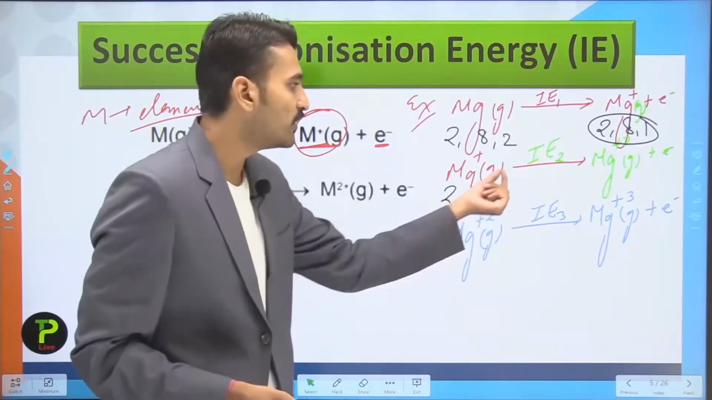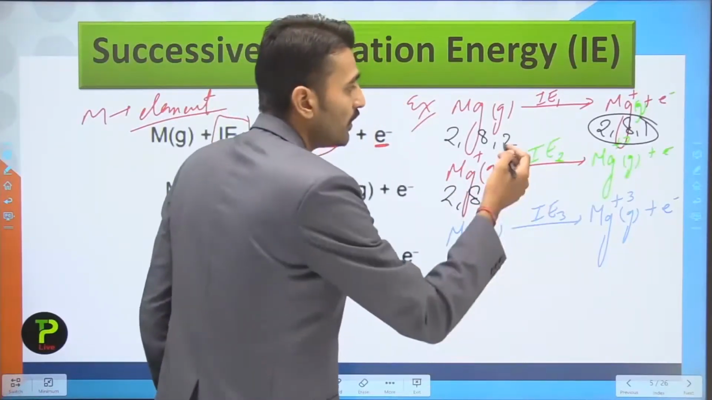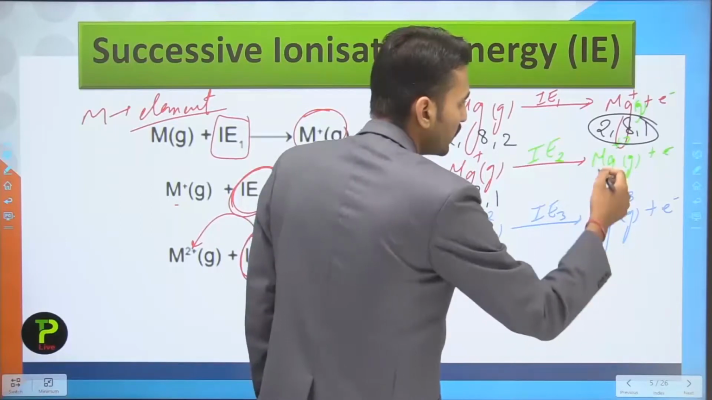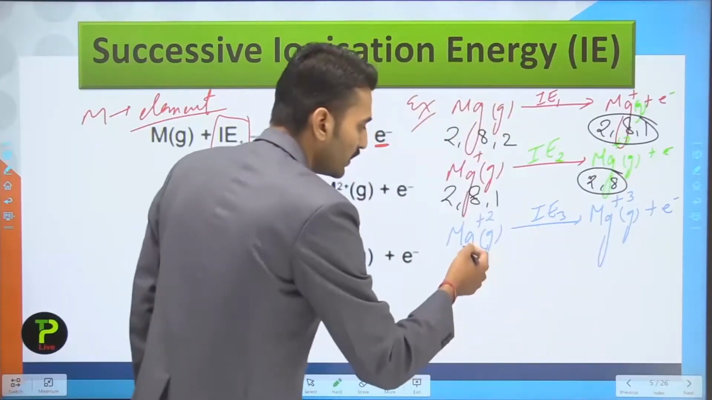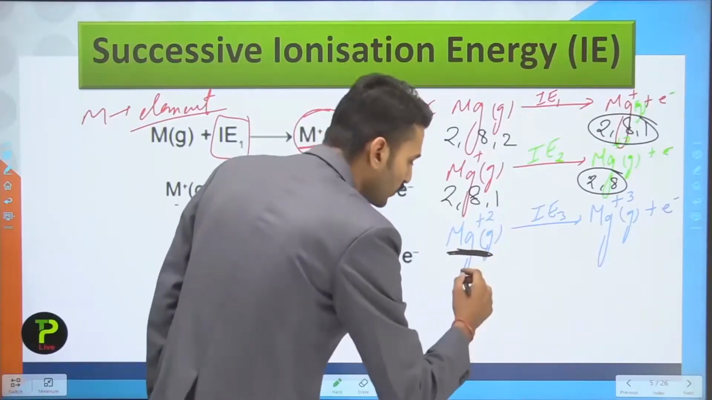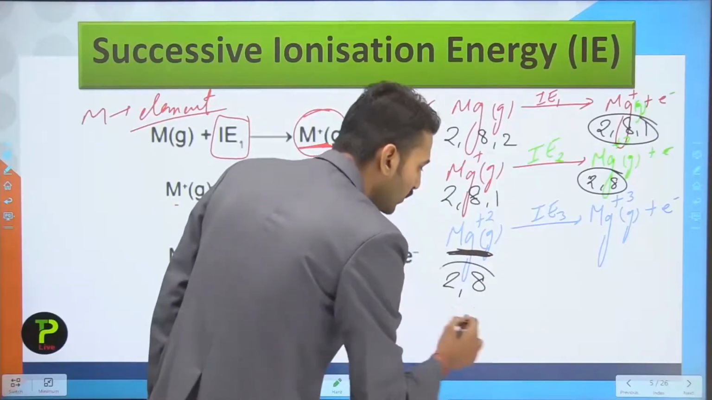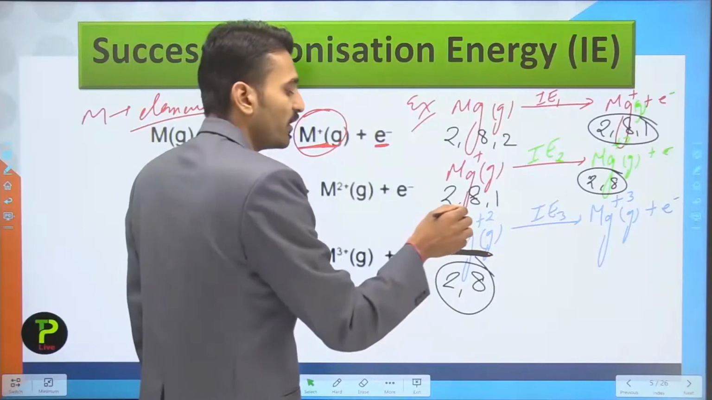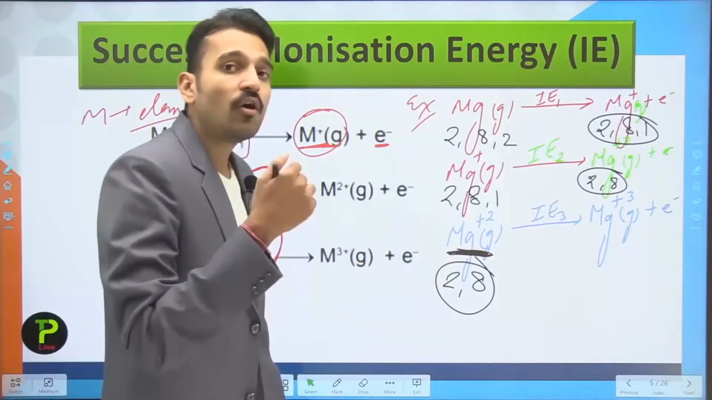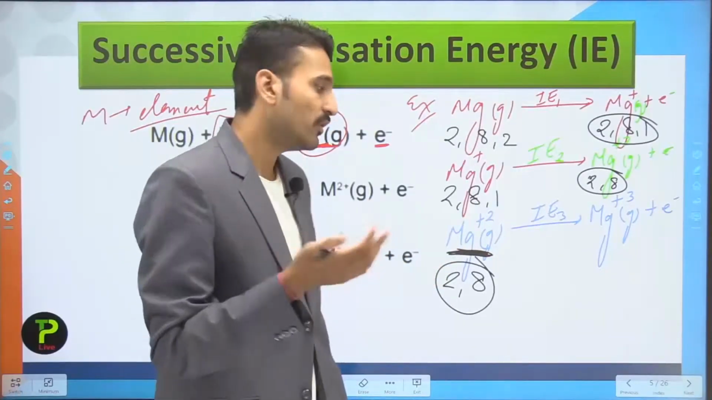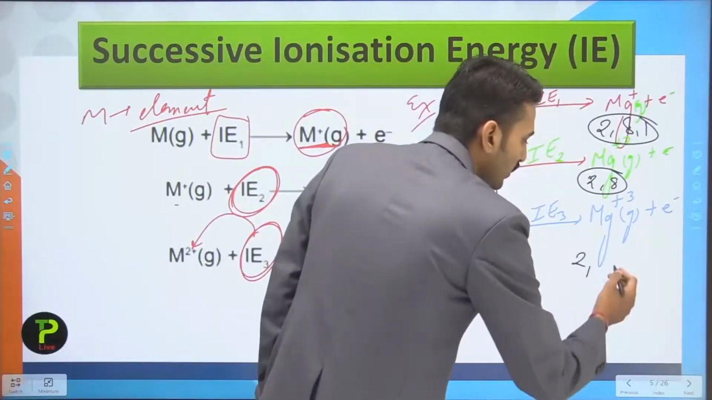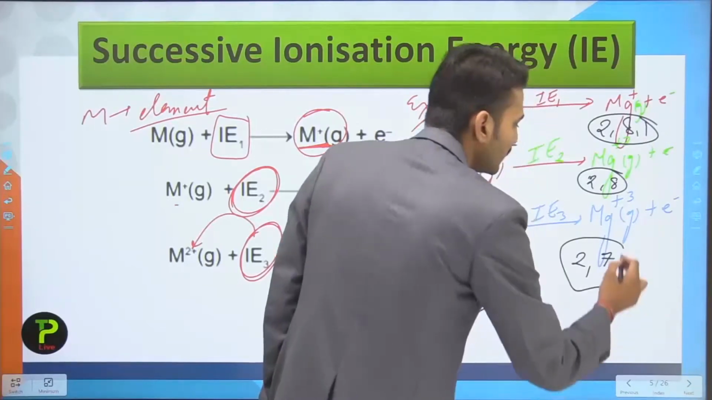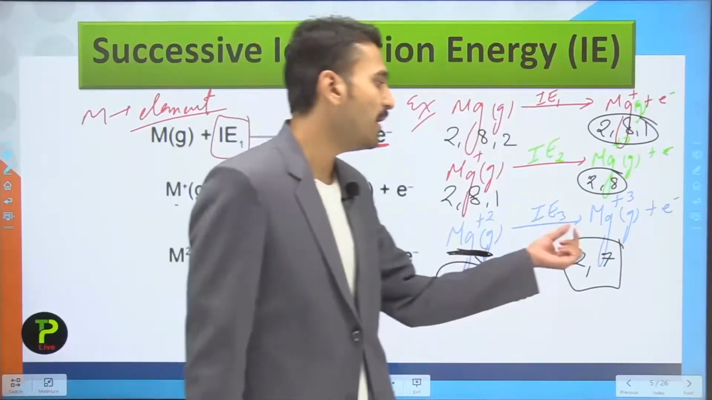If I remove this one electron, the electronic configuration of Mg plus 2 would be 2, 8. So here the electronic configuration of Mg plus 2 is 2, 8. If I supply energy to remove an electron from its outermost shell, which is now the second shell, we get 2, 7, which is the electronic configuration of Mg plus 3.